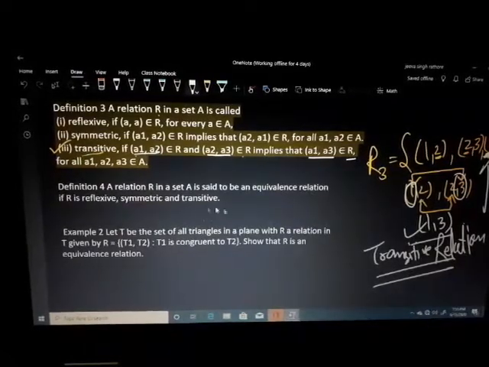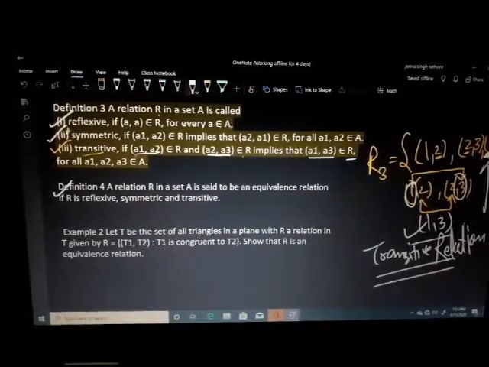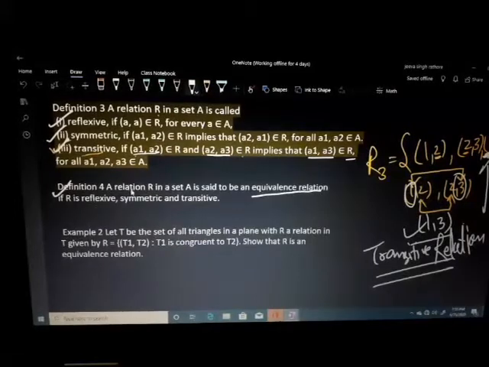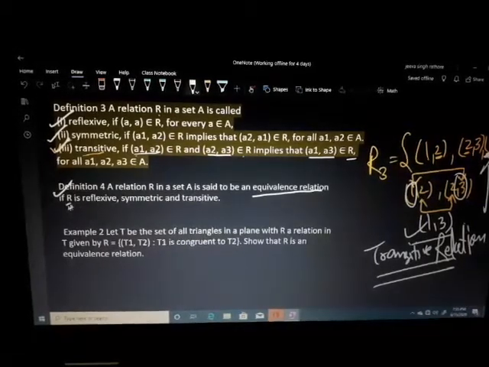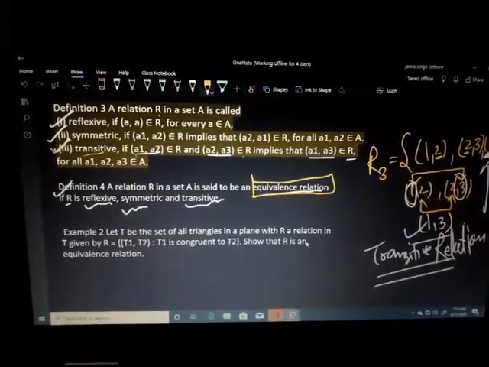Okay. Next one is the definition. If a relation is reflexive, symmetric and transitive, then this is known as an equivalence relation. An equivalence relation is one where R is reflexive as well as symmetric as well as transitive. Then this relation is known as an equivalence relation. Please note it down.